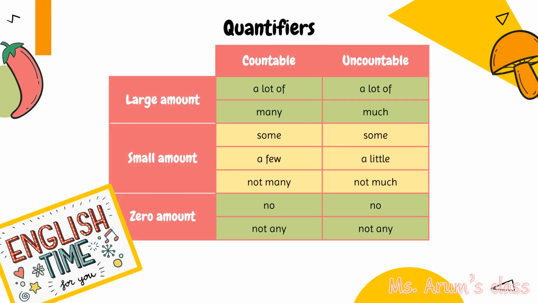so here is the conclusion, grade 5. Here are the quantifiers that you can use for countable and uncountable nouns for large amount, small amount, and zero amount. A lot of, many, much, some, a few, a little, not many, not much, no, and not any. Now, as you can see, there are some similarities here in the quantifiers. Let's see.